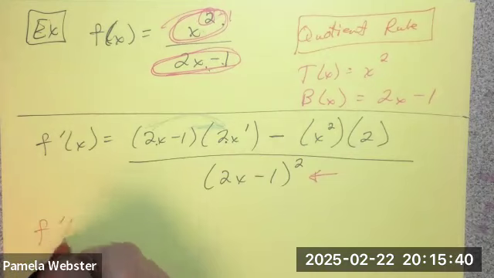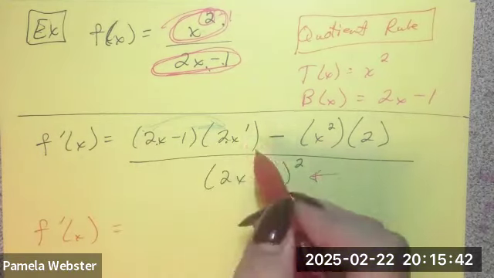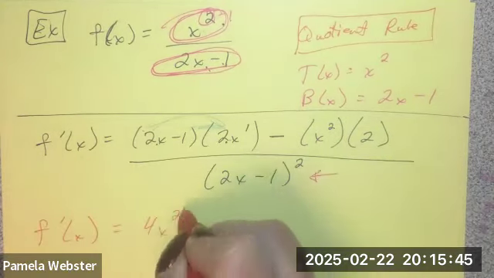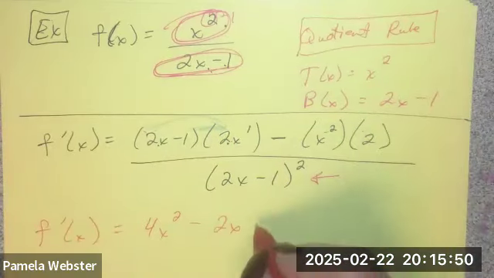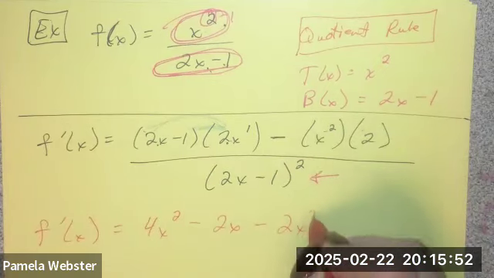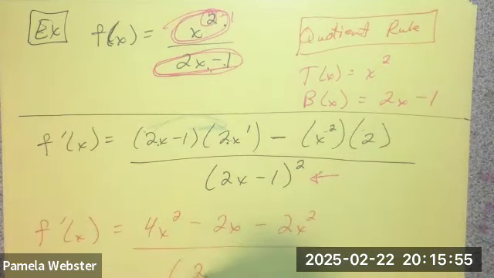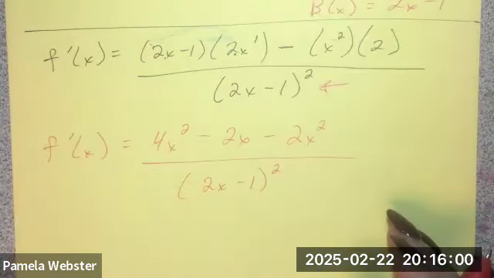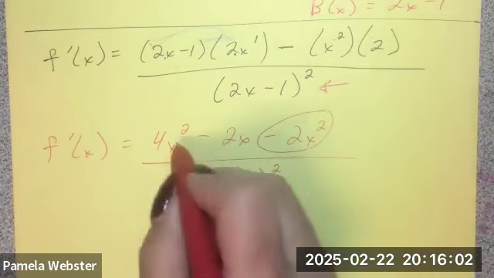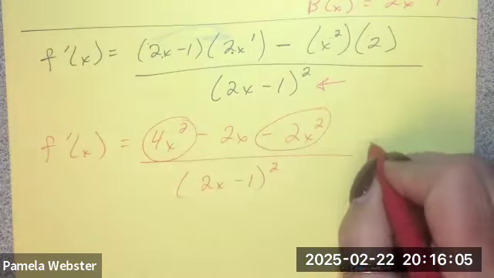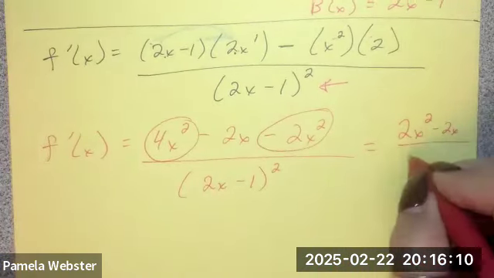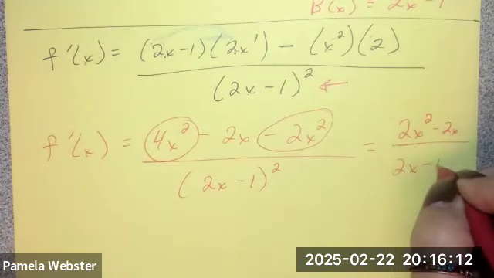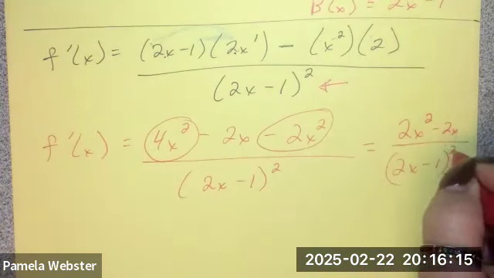So here we go. F prime of x equals, I need to distribute this 2x, so that's 4x squared minus 2x. And then this is minus 2x squared all over that bottom stuff, right? 2x minus 1 squared. So the only thing here for me to do is I can combine these like terms. So 4x squared minus 2x squared is 2x squared minus 2x all over 2x minus 1 squared.